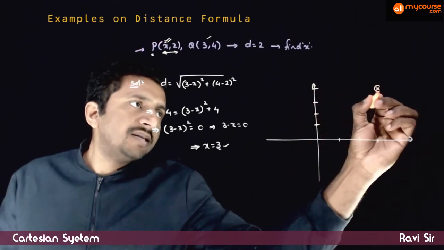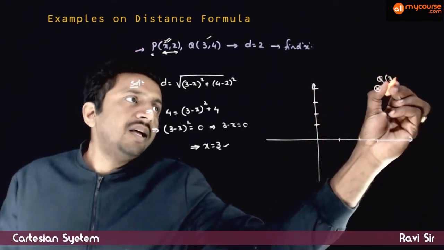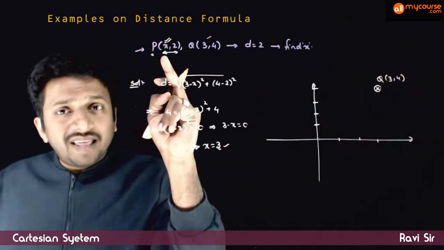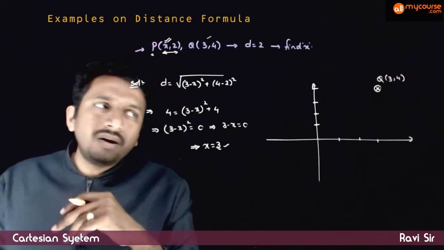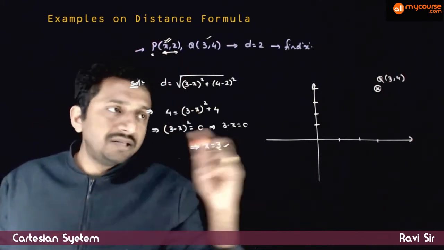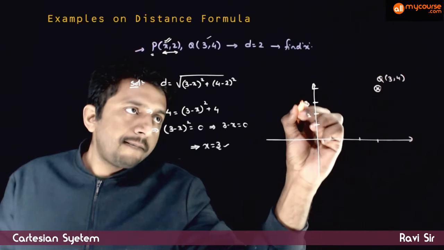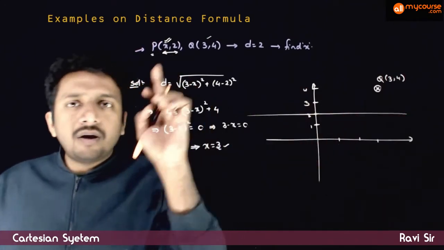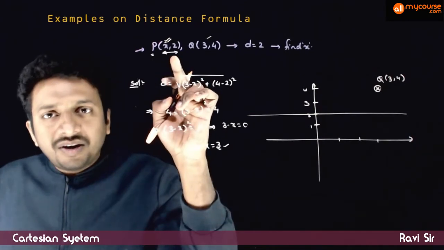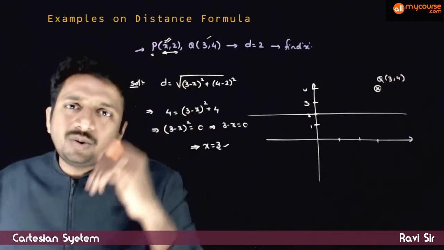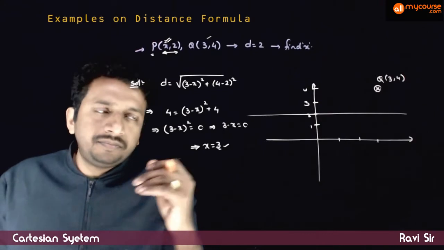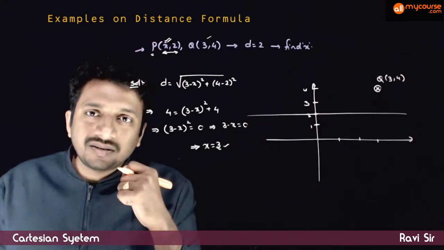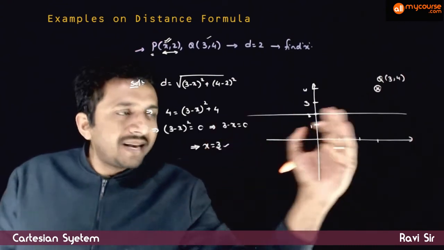So one point is 3, 4. And the next point is that the x coordinate is unknown here, but the y coordinate is equal to 2. So as you know, if you take any point on this horizontal line, y coordinate 2 means the distance of the point P from the x-axis is 2. So what is the locus of points which are at a distance of 2 units from the x-axis? You get a parallel line.